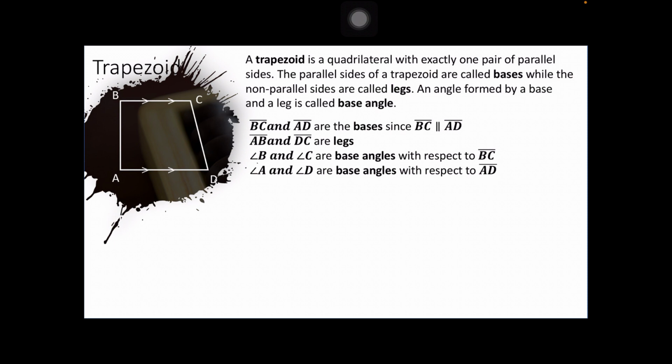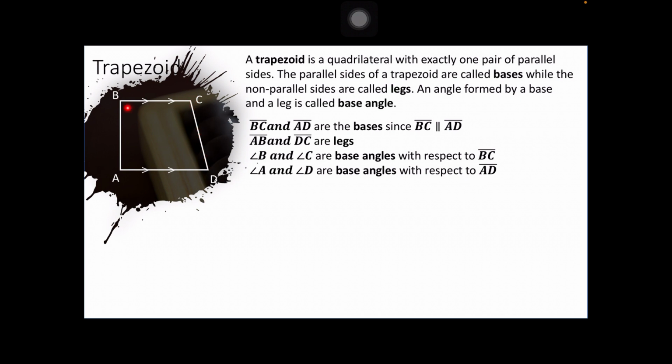Now, in our figure, segment BC and segment AD are bases. Since kung mapapansin niyo itong mga arrowhead na to, sinisignifies po niyan that they are parallel lines. Ayan po. And then, AB and CD are legs because they are the non-parallel sides natin.